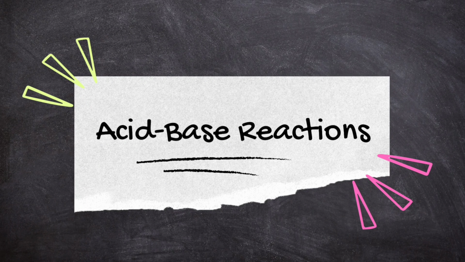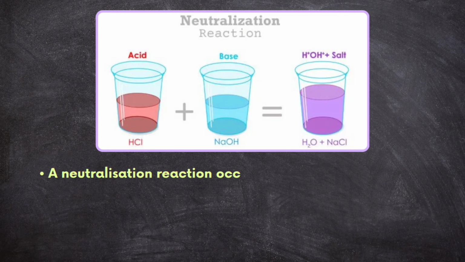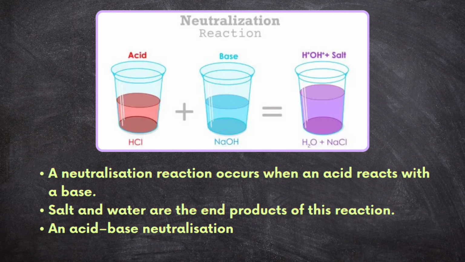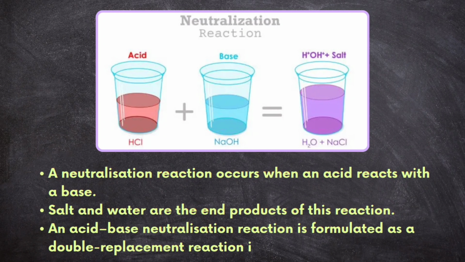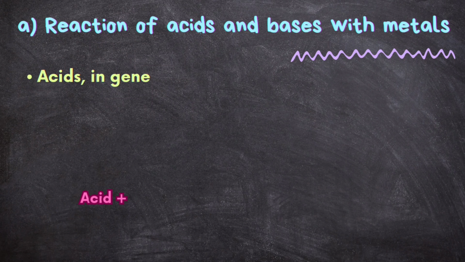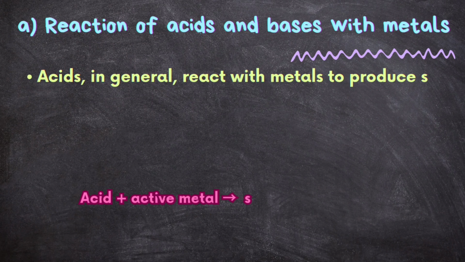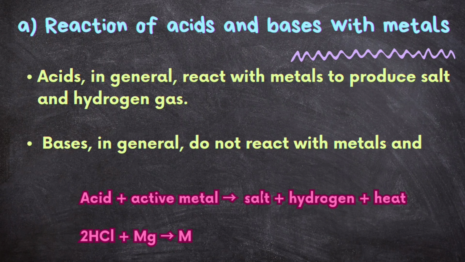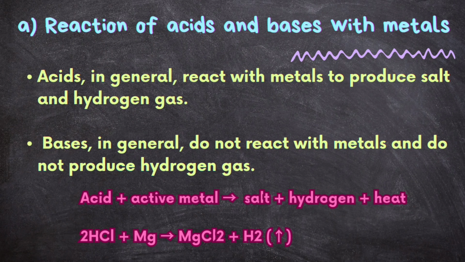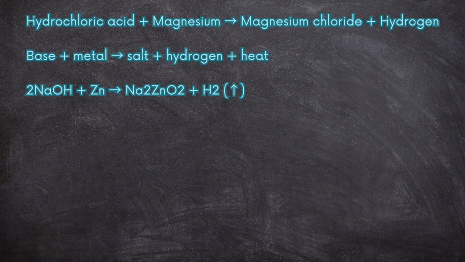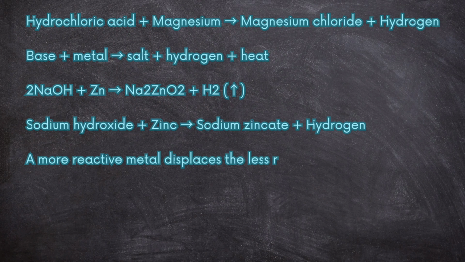Acid-base reactions. A neutralization reaction occurs when an acid reacts with a base. Salt and water are the end products of this reaction. An acid-base neutralization reaction is formulated as a double replacement reaction in this standard approach. Reactions of acids and bases. A. Reaction of acids and bases with metals. Acids, in general, react with metals to produce salt and hydrogen gas. Bases, in general, do not react with metals and do not produce hydrogen gas. A more reactive metal displaces the less reactive metal from its salt.